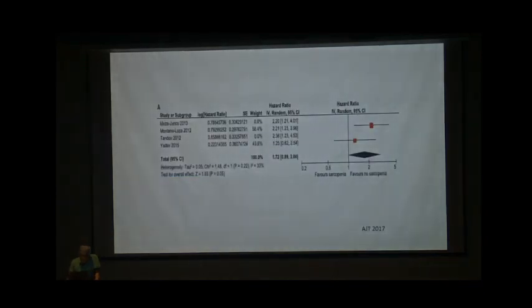This was a meta-analysis published in the American Journal of Transplantation, looking at the impact of sarcopenia on waitlist mortality. There were 4 studies, and they concluded that sarcopenia increased waitlist mortality almost 2-fold.